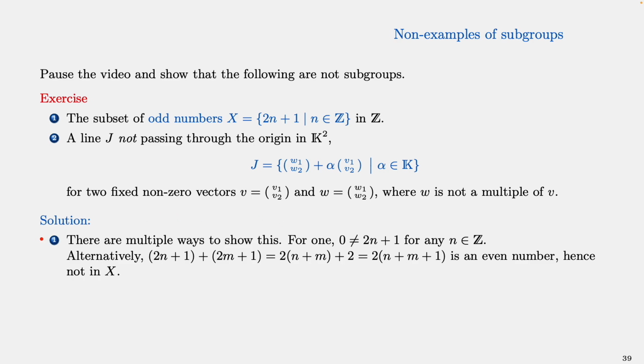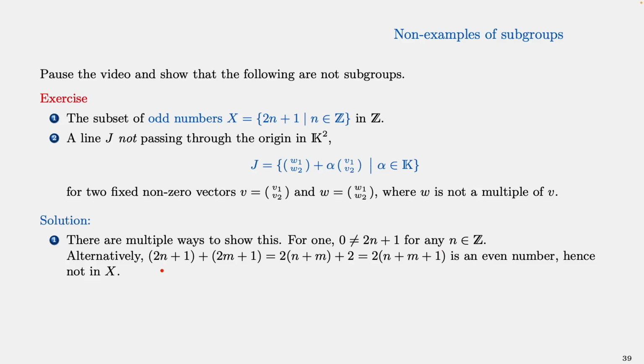The solution is as follows. For the first one, you have multiple ways to show it. The most direct one is probably to just say that the neutral element 0 is not an odd number. So there's no way to write 0 equal to 2n plus 1 for any integer n. So 0 is not contained in the odd numbers.